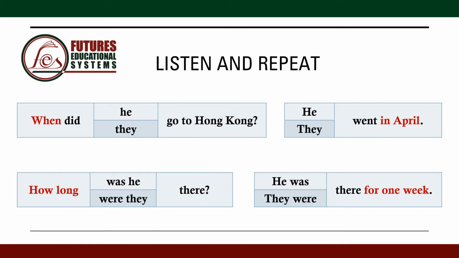B. Listen and repeat. When did he go to Hong Kong? He went in April. How long was he there? He was there for 1 week. When did they go to Hong Kong? They went in April. How long were they there? They were there for 1 week.